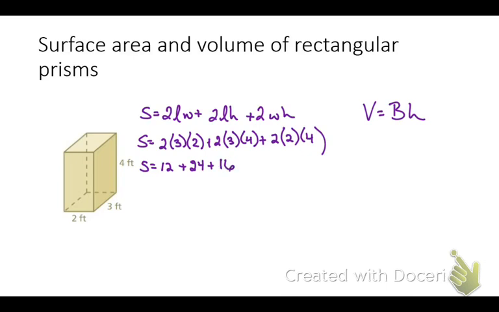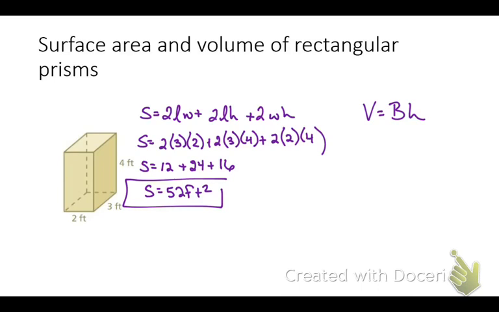If you're doing this mental math, what 2 numbers would be easier to add together first? 24 and 16 I would do, because 4 plus 6 is 10. Carry your 1, so that's 40. 40 plus 12 is 52 feet squared. All right, did anybody else get 52? Okay.